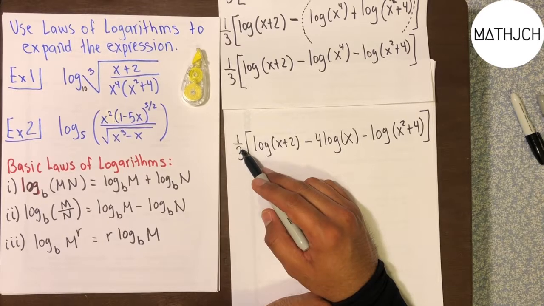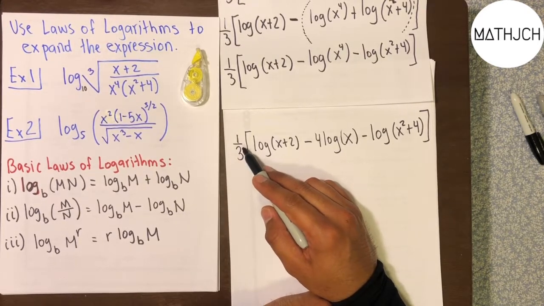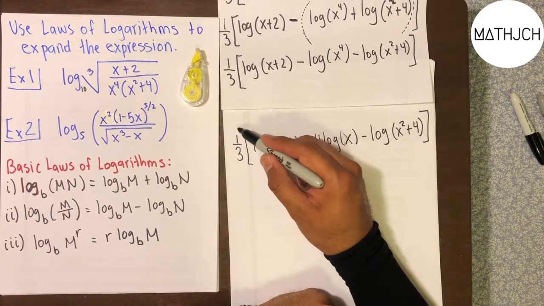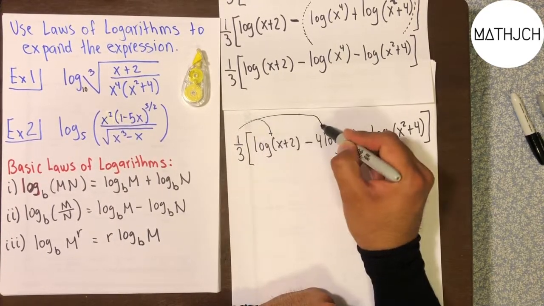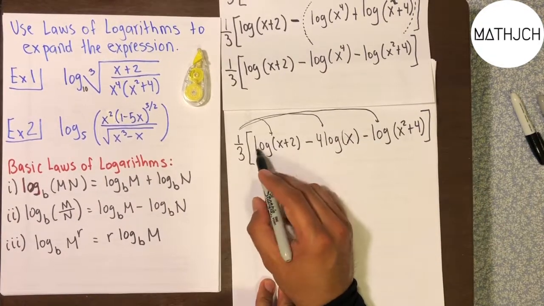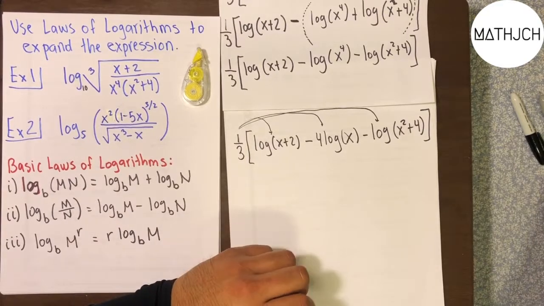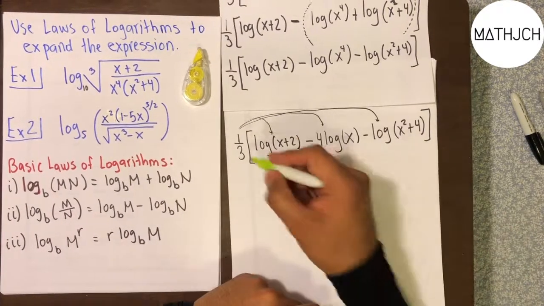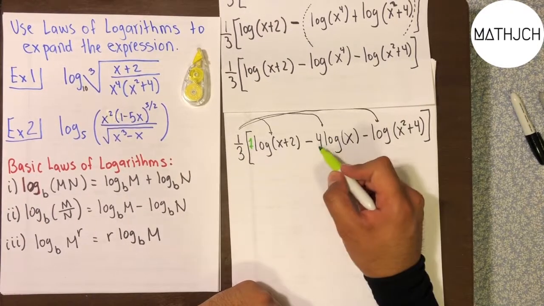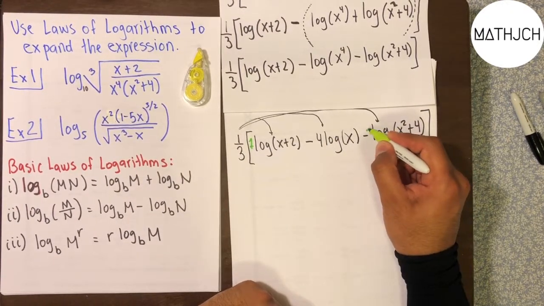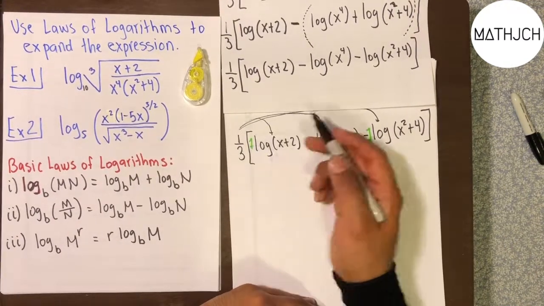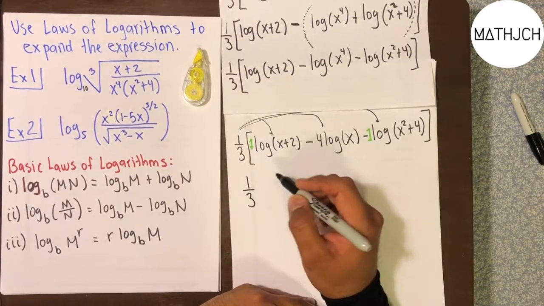Now, the last step is to distribute the number outside of the bracket, which is 1/3, to every single term. So let's do that. Notice here, automatically the number in front of the log will be 1, so this one is going to multiply 1/3. We have 4 here, and here automatically will be 1. So 1/3 multiplied by 1 is simply 1/3.